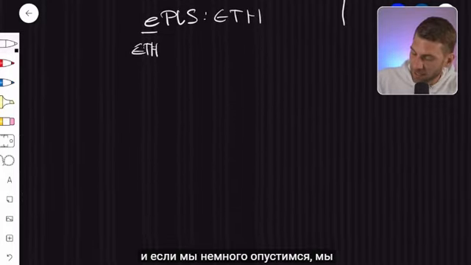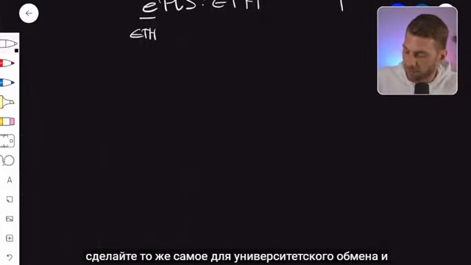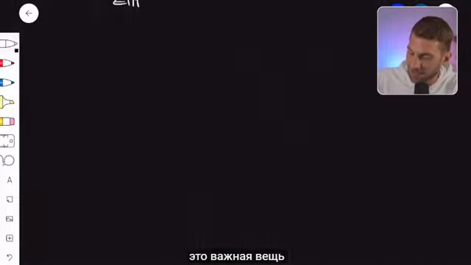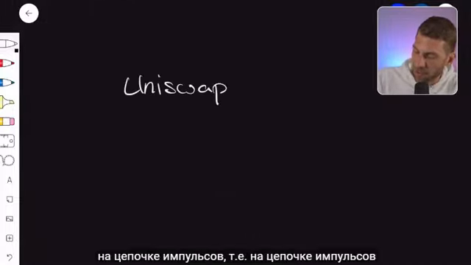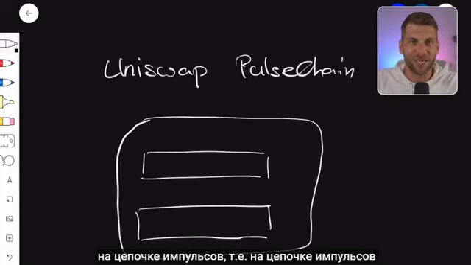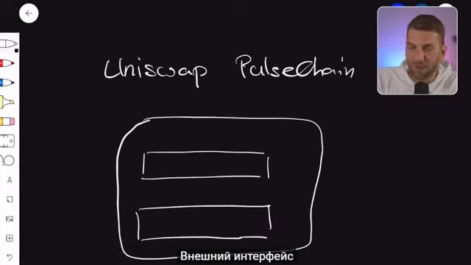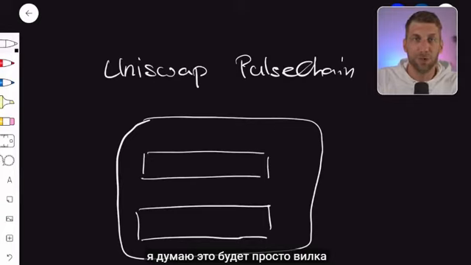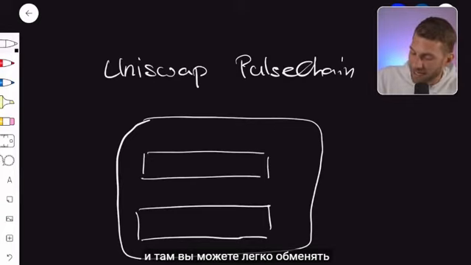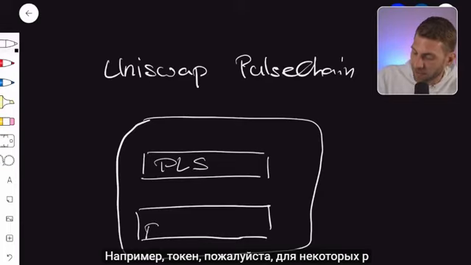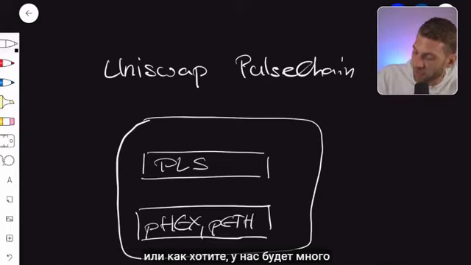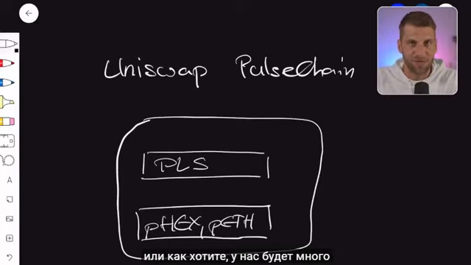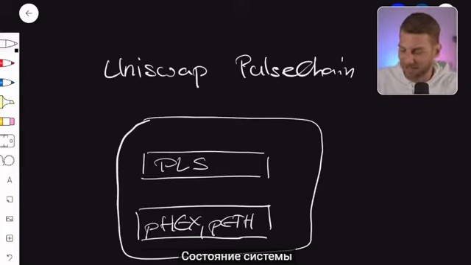And if we scroll down a little bit, we have to do the same for Uniswap. This is the important stuff you have to know. There will be a Uniswap interface on the PulseChain. So on the PulseChain network, you will have a Uniswap frontend. I think it will just be a fork of the Uniswap exchange, and there you can easily trade, for example, some PLS tokens for some PHEX, or you can also trade for some PETH or whatever you want. We will have a lot of tokens on there because the full system state is copied.